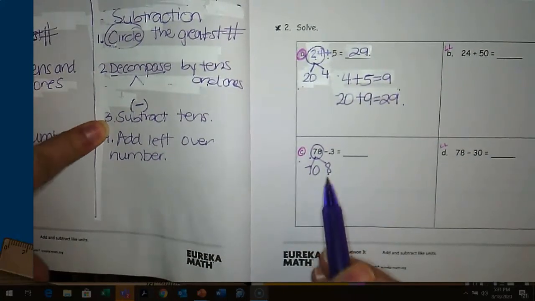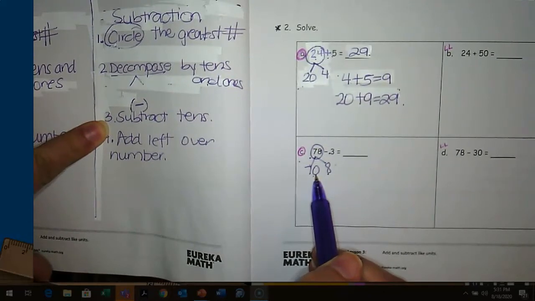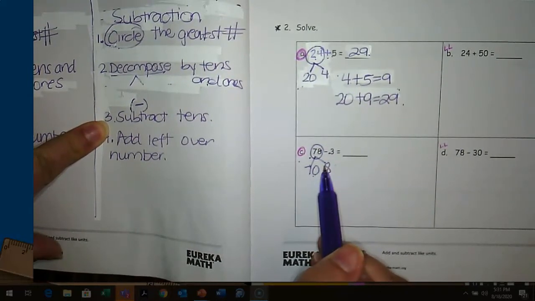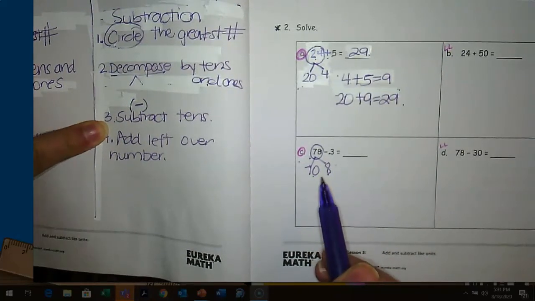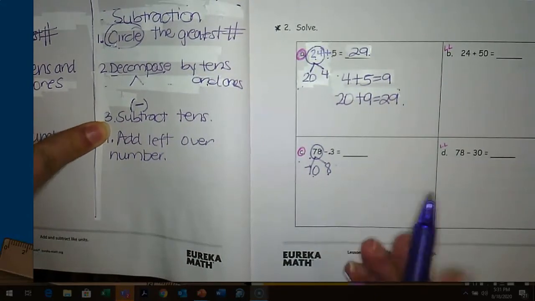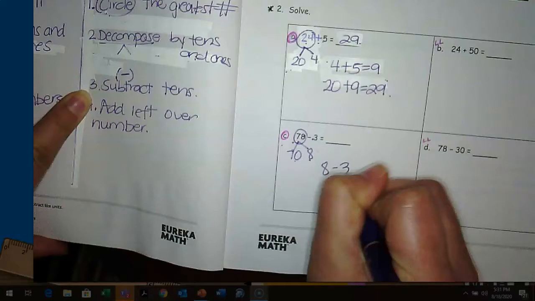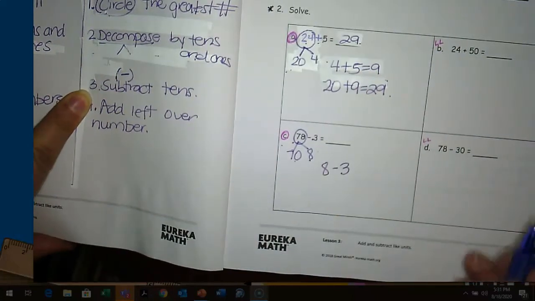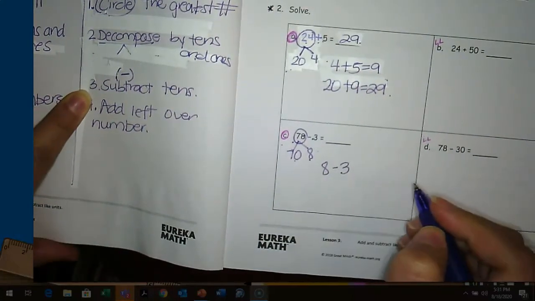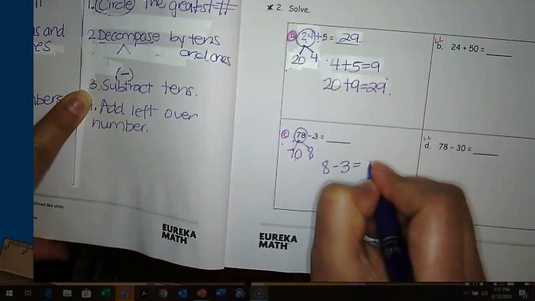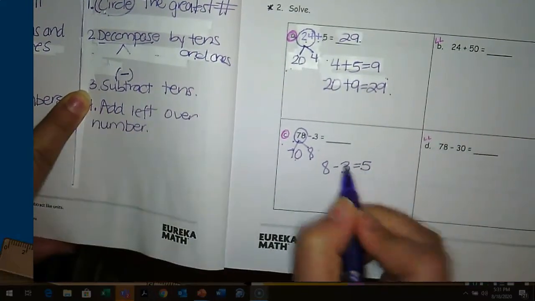Step number 3 says subtract tens. Can I subtract tens in here? No, I can't. But can I subtract the like unit? Absolutely, I can subtract the ones. So I do 8 minus 3. What's 8 minus 3? Well, 8 minus 3 equals 5. I'm done with step number 3.